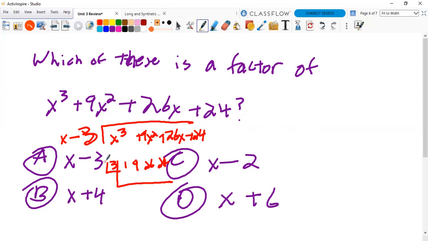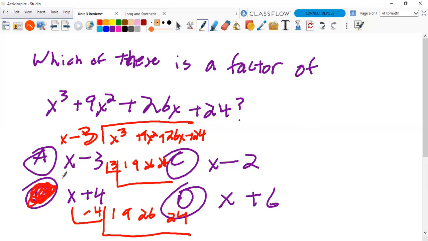But this is where you're going to have to remember, I got to use the opposite. +3 wouldn't work. +2 wouldn't work. -4 would work. Okay. So if you did x plus 4 up here, it would divide evenly. If you did it with synthetic, if you did long division, x plus 4 would work. If you did synthetic, -4 would work. So eventually you would get a remainder of 0. When I say work, you would get a remainder of 0.